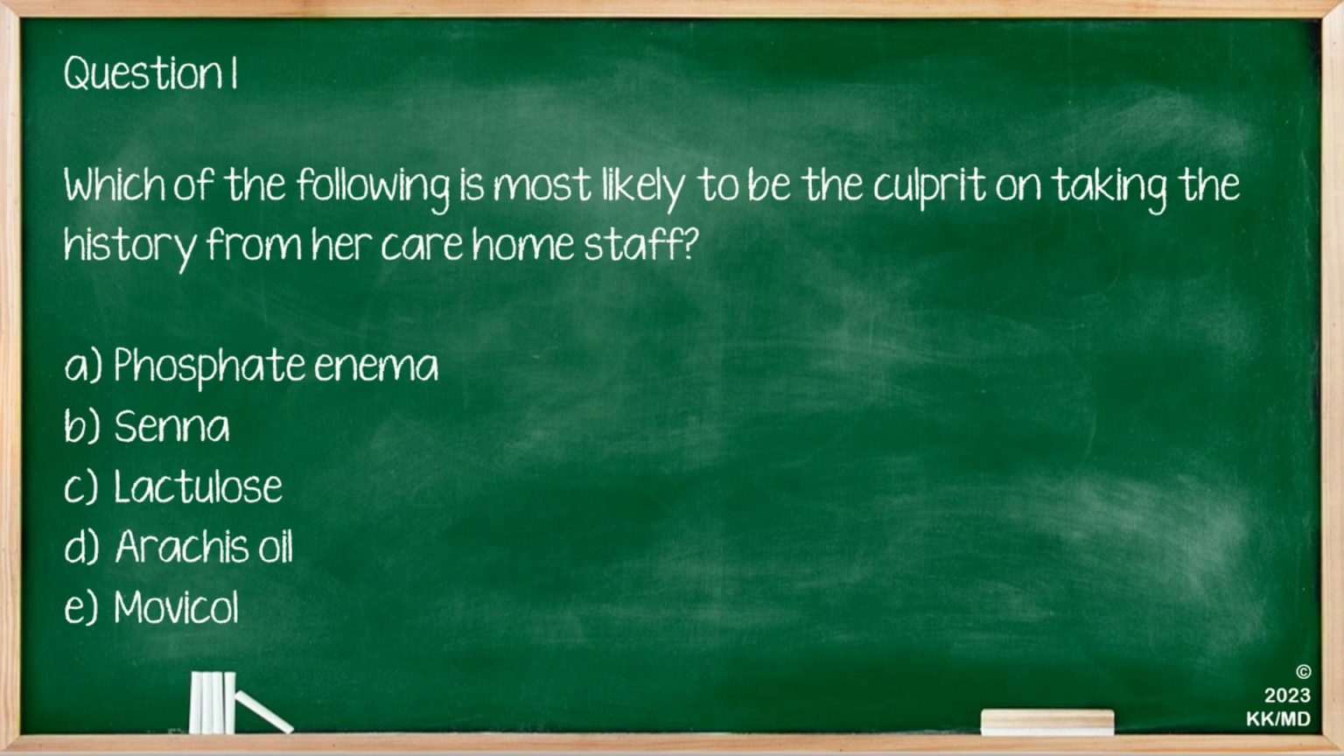Options are A. Phosphate enema, B. Senna, C. Lactulose, D. Arachis oil, and E. Movicol. And the correct option in here is Arachis oil.